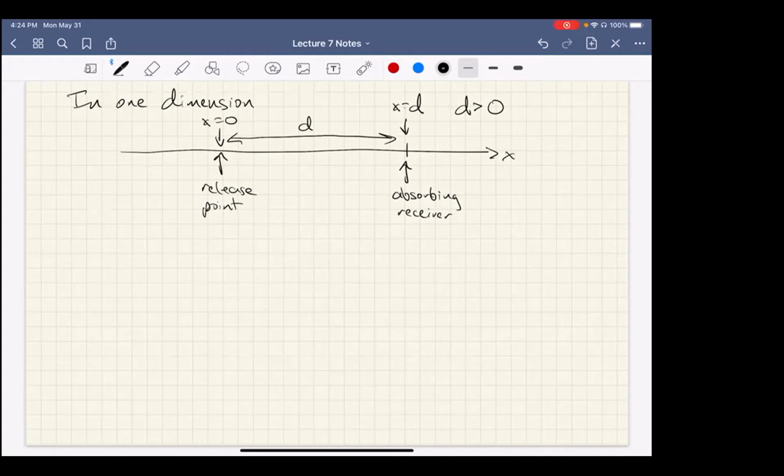So in one dimension, we can set up the first arrival time T as the minimum time of the set of times where the Brownian motion is greater than or equal to D. Oh, I said X here, but this is equivalent to B of t. B of t is measured on the X-axis here in one dimension.